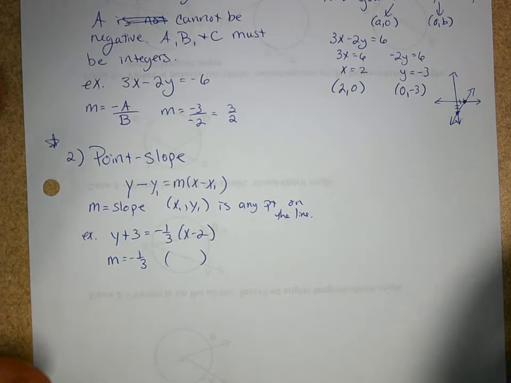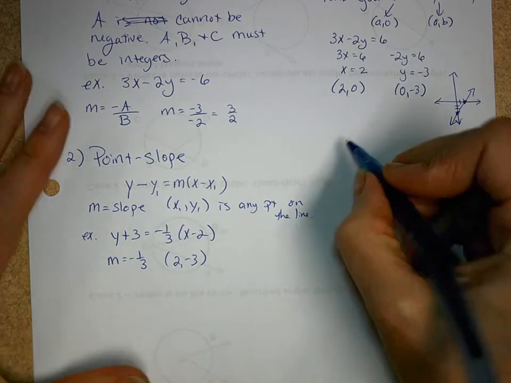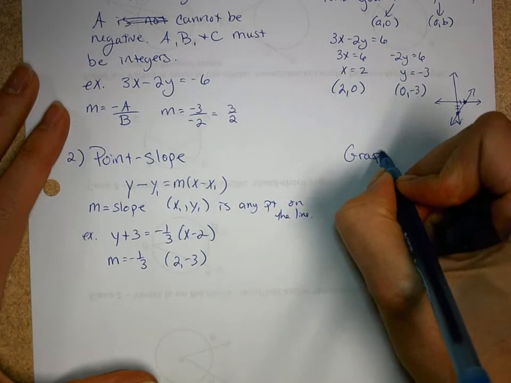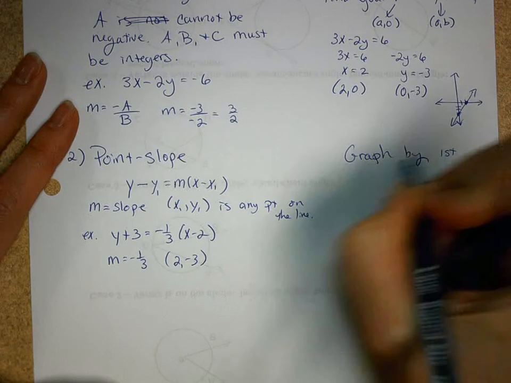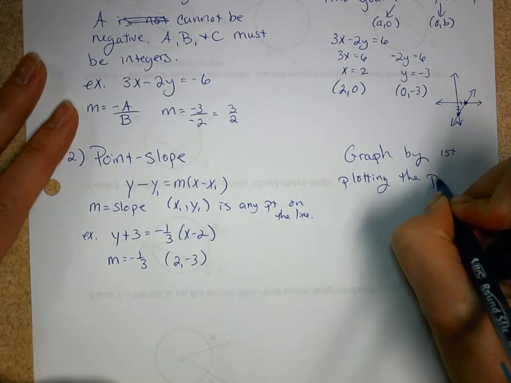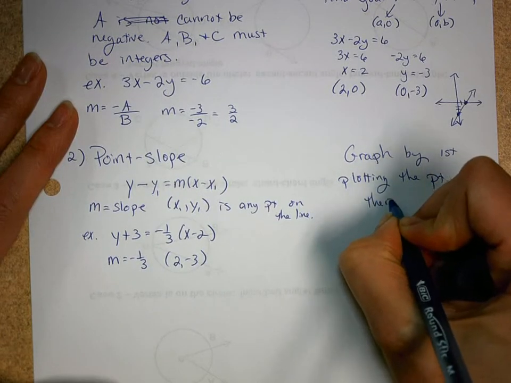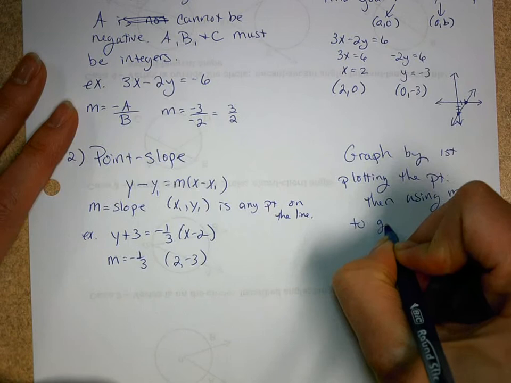Careful. 2, negative 3. Be careful that you don't. It's very easy to do that, isn't it? With this, because the y comes first in the equation, so it's easy to get changed around. And then you should be able to graph this. How do I graph? Graph by, first, plotting the point, then using slope to get the second point.